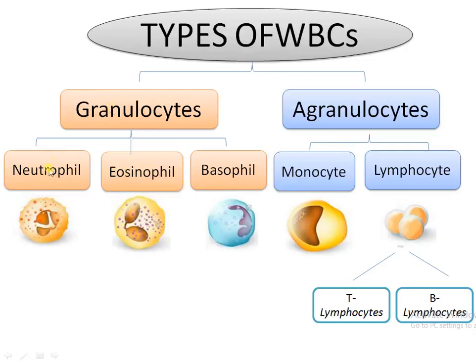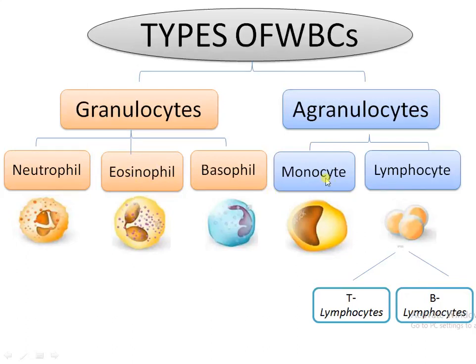Their names represent the dye they take up when stained in the lab. Neutrophils are named so because they take up neutral dye. Neutro means neutral, phil means loving. They take up neutral dye, that's why they are named neutrophils. Eosinophils take up eosine dye, that's why they are named eosinophils, and basophils take up basic dye, that's why they are named basophils. Eosinophils are sometimes also referred to as acidophils, as eosine is an acid dye.